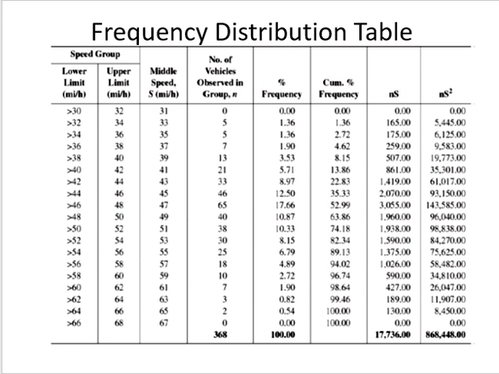Okay. So we calculated the percentage. We calculated cumulative percentage. We calculated number of values into middle speed. And we calculated number of values into square of middle speed. And for each column we did the sum. We did the sum for N. We did the sum for percentage frequency. Cumulative obviously means sum. We did the sum for N into S and we did the sum for N into S square as well. Clear?